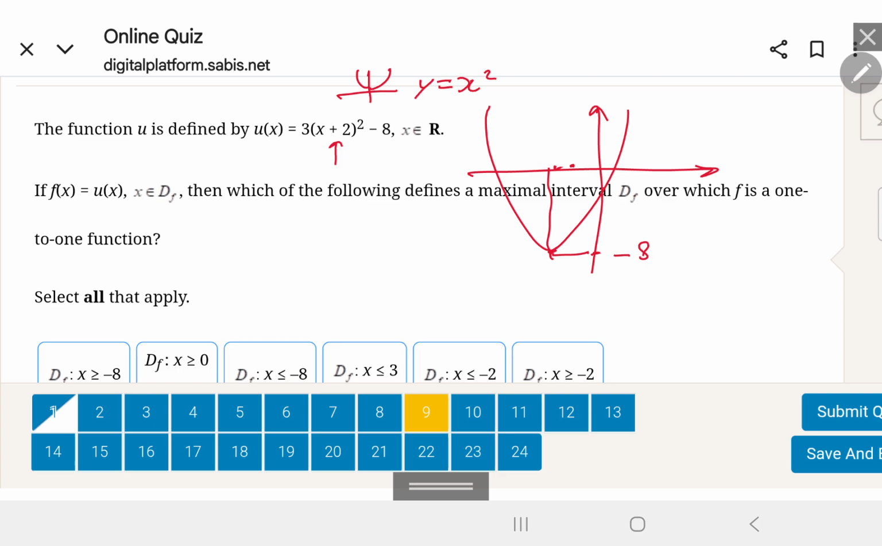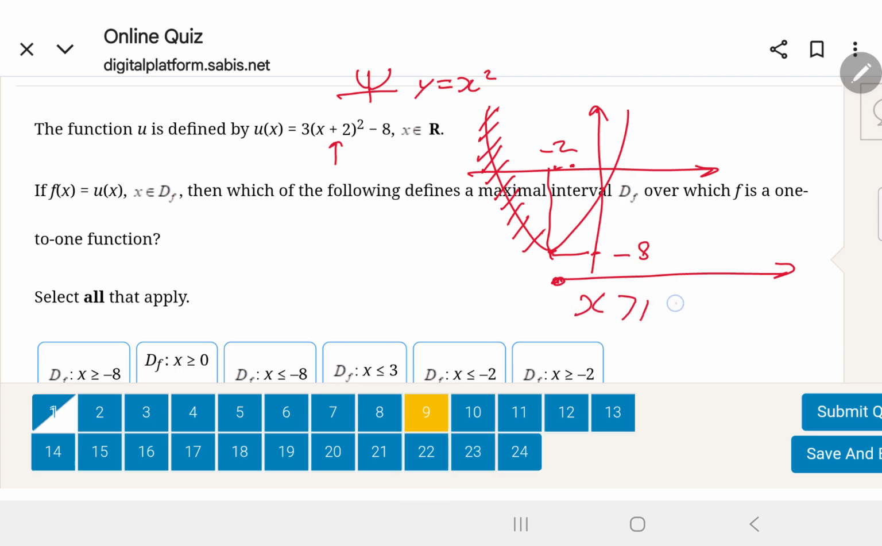Clearly, this graph is not 1 to 1, because it doesn't pass the horizontal line test. If you draw a horizontal line, it cuts it twice. It's not 1 to 1. But in order to make it 1 to 1, you have to delete one of the parts, either the left part or the right part. So if you delete the left hand part, the domain will be from negative 2 to infinity. So in this case, the domain will be x greater than or equal to negative 2.